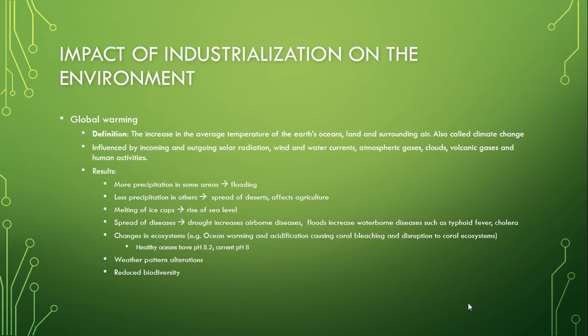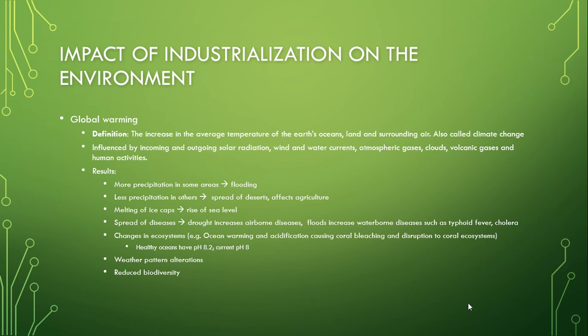Global warming can also result from industrial activities. So just by way of reminder, the definition of global warming: this is the increase in the average temperature of the Earth's oceans, land, and surrounding air, also called climate change. So we're all familiar with that. Global warming is influenced by the incoming and outgoing solar radiation. So where we have a disruption to that, we can have too much incoming and not enough going back out.